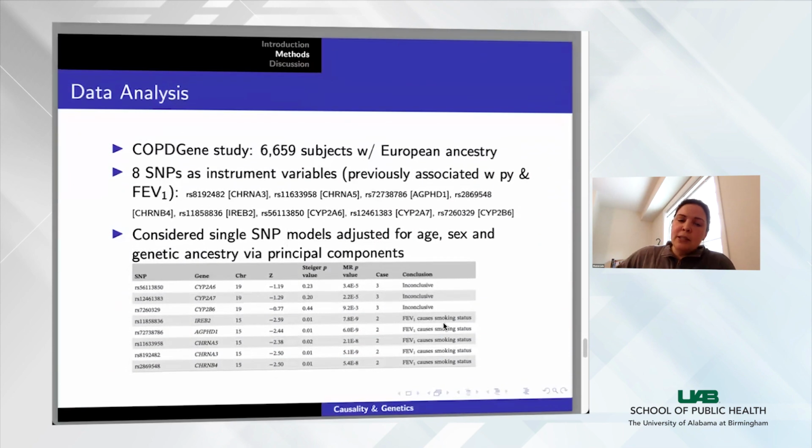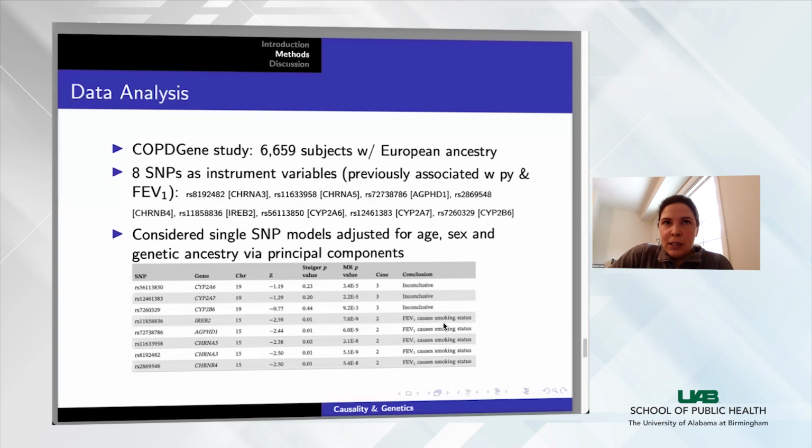So we wanted to see with a real data example what we were seeing, because with the simulation studies, you're hoping that you're inferring the right scenario, or that maybe your simulation studies are true to reality, but it's not always quite clear. So here for our COPD gene study, we looked at 6,659 subjects with European ancestry, and we wanted to see if 8 SNPs were valid instrument variables for pack years of cigarette smoking, and to look at the effect of pack years of cigarette smoking on FEV1.